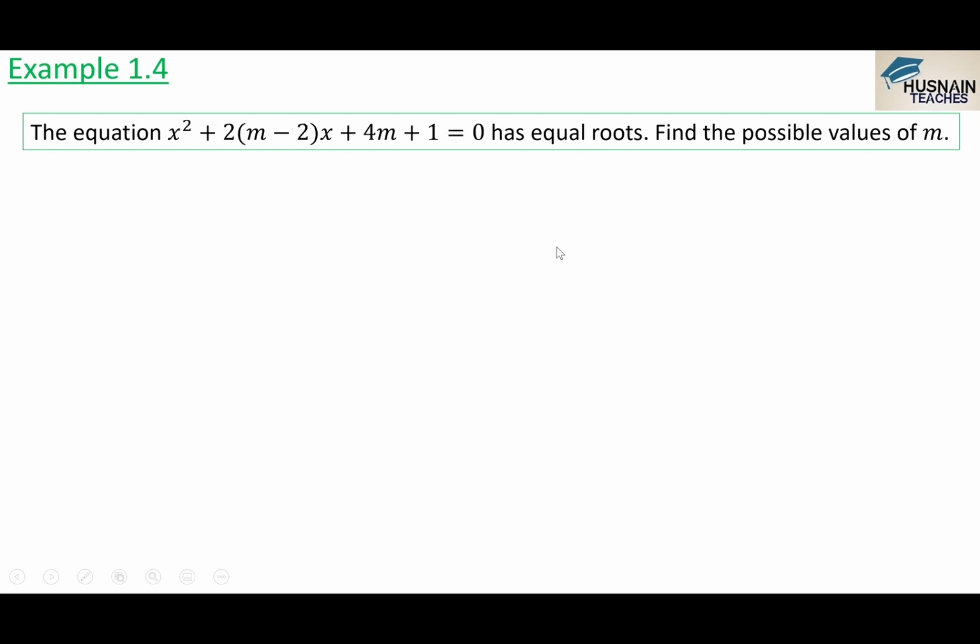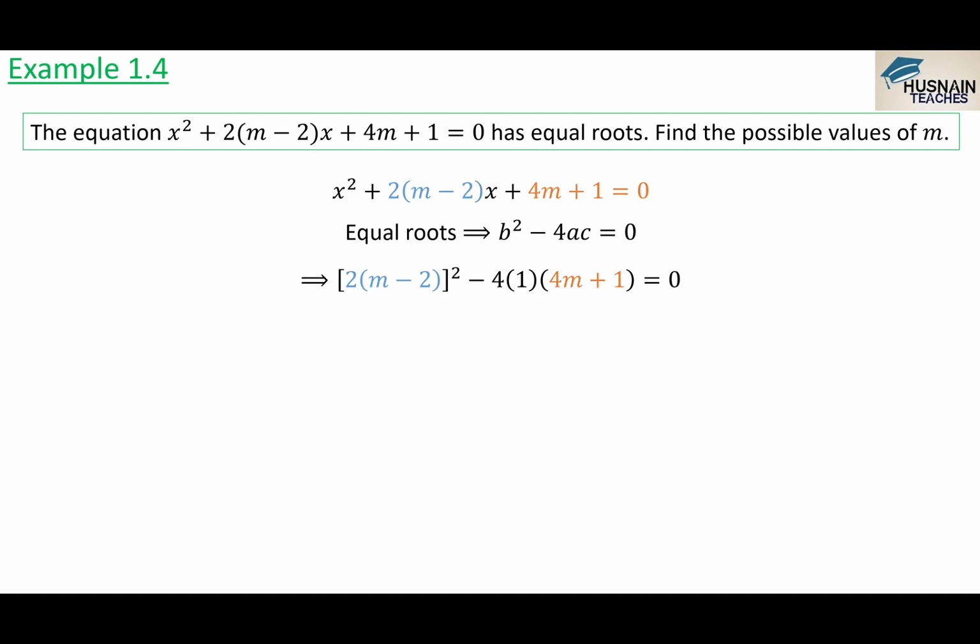For the next example, let's look at where this equation has equal roots. Find the possible values of m. The first thing we're going to do is take this equation and realize that equal roots implies that the discriminant is equal to 0. Equal roots just implies that it has one repeated solution. That's something to bear in mind. Just like how we had tangents earlier, and we said that also represents one repeated solution, so does the phrase equal roots.